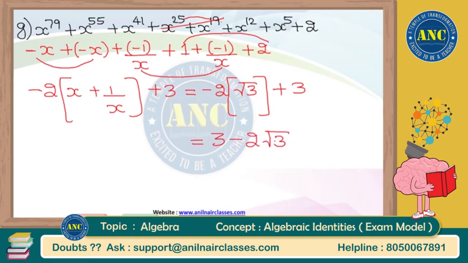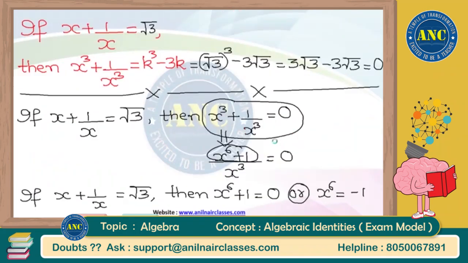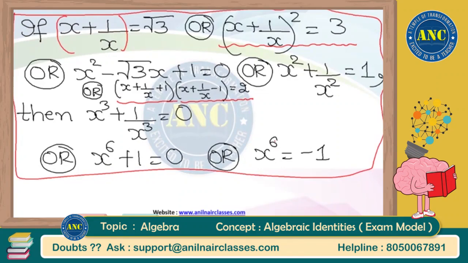I hope the idea for these questions is very clear, and this is exactly the way you need to solve this kind of questions. Once again I am saying it before moving on to the next problem. This particular table should be very clear. That means if the condition given is x plus 1 by x equal to root 3, or x plus 1 by x whole square equal to 3, or x square minus root 3x plus 1 equal to 0, or x square plus 1 by x square equal to 1, or I can also write it as x plus 1 by x plus 1 into x plus 1 by x minus 1 equal to 2.